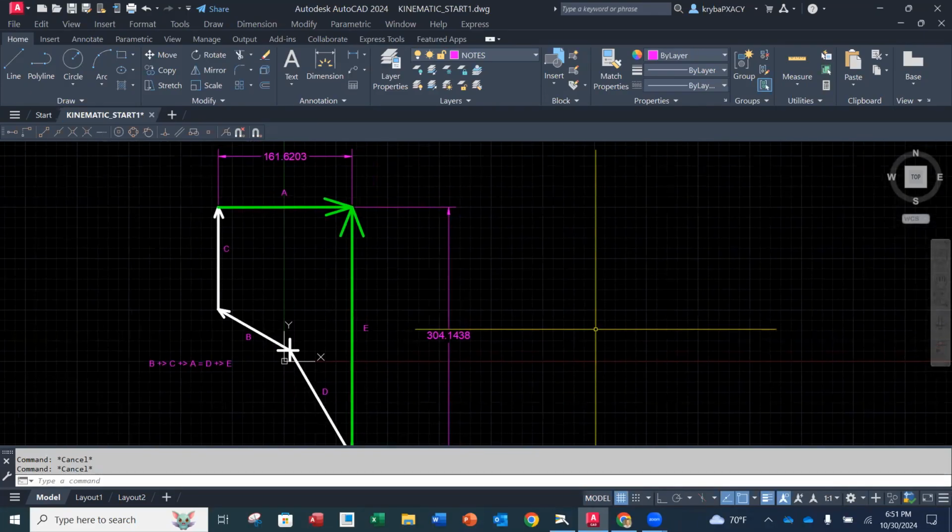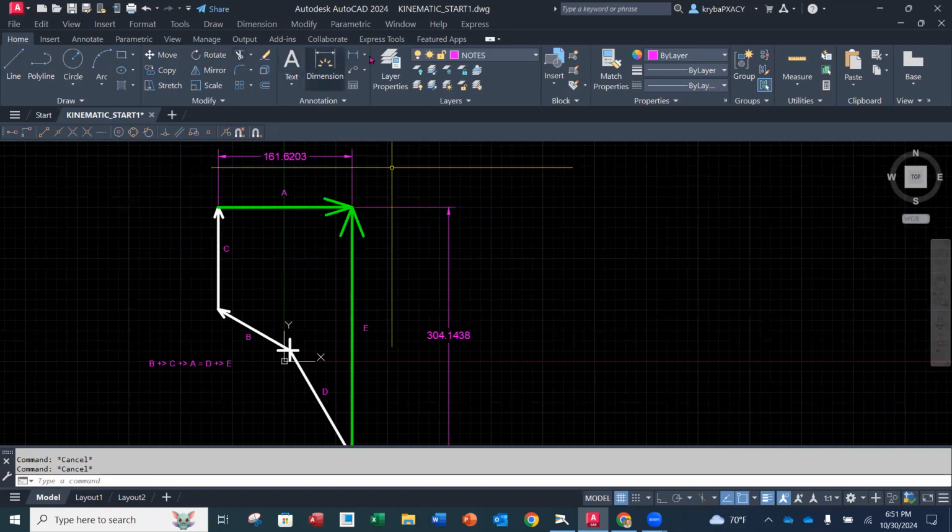Any questions on the example? 316? 316. So you want to add that designation here as well. Copy.